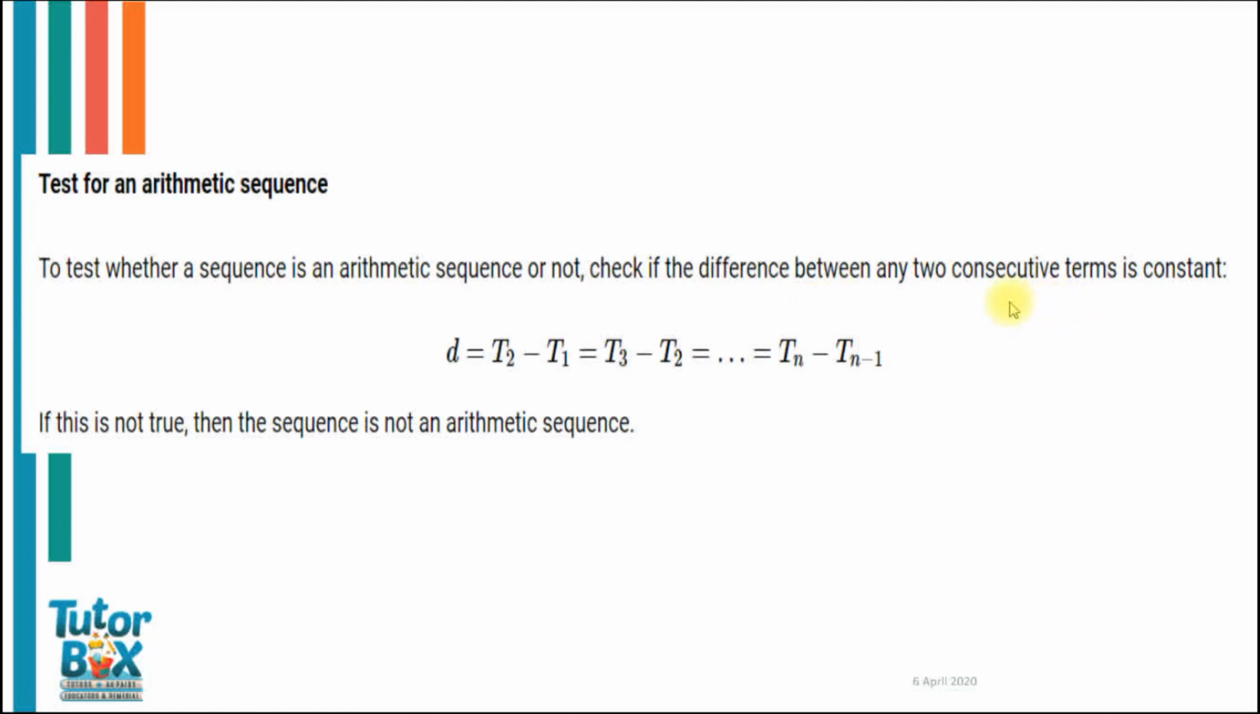We've done this before. Your common difference should be equal to T2 minus T1. It should also be equal to T3 minus T2, up to Tn minus Tn minus 1. So basically, if you're given a certain sequence and you want to check the common difference, the difference between T2 and T1 should equal the difference between T3 and T2, and Tn and Tn minus 1. If this is not true, then the sequence is not an arithmetic sequence.